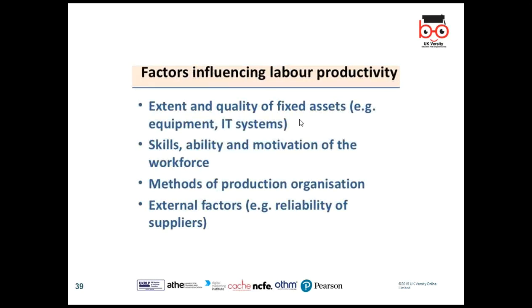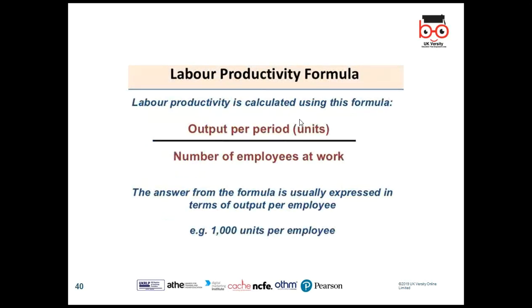Factors affecting labor productivity that we need to address: the extent and quality of fixed assets, equipment, IT systems, skills, ability, and motivation of the workforce. That also affects productivity, as do the method of production and organization. That's what we need to think about. External factors, such as reliability of suppliers, also affect it. If they don't supply us goods on time, labor productivity can be low. So the labor productivity formula is output per period and number of employees at work.